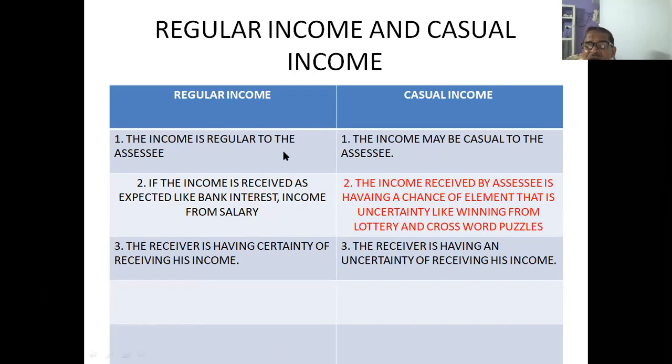But in regular income, there is an element of hard work, no element of chance or luck. So in case of regular income, the receiver has the guarantee and certainty of receiving his income. But in case of casual income, it is uncertain. We are not sure that we are going to receive that income. Suppose we purchase a lottery ticket, we are not sure whether we win the prize or not. So purely an element of luck, no element of hard work, is called casual income, whereas regular income has no element of luck but purely hard work. This is the difference between regular and casual income.